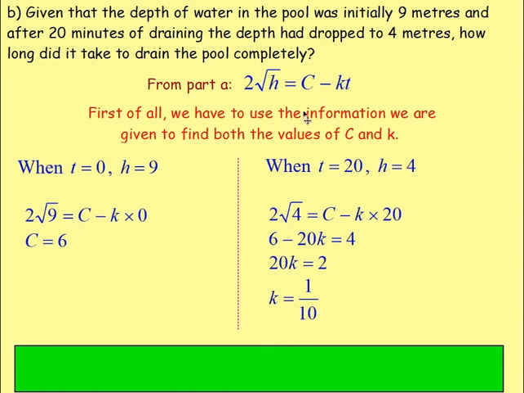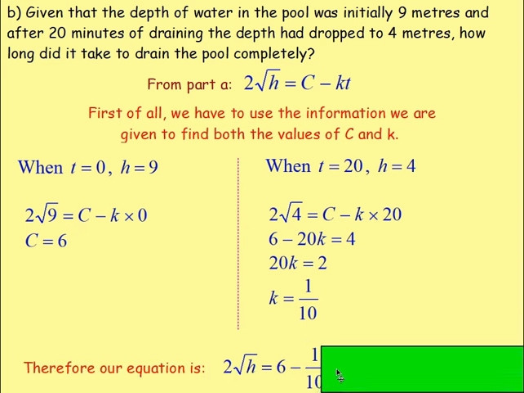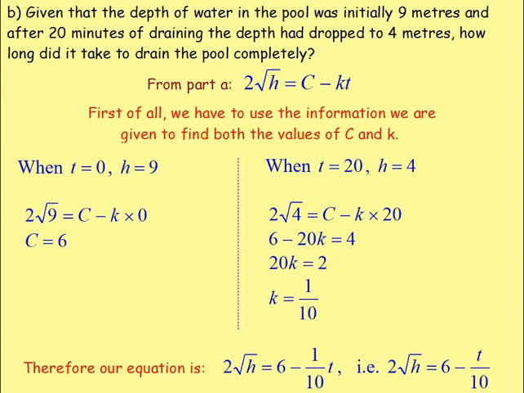Therefore, the equation, we know c is 6, and we know k is going to be 1/10, so our equation becomes 2 root h equals 6 minus 1/10 t. Or if you want to rewrite it, you can just move the t to the top there. So 6 minus t over 10. So that is our equation.